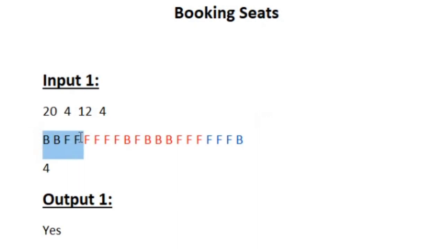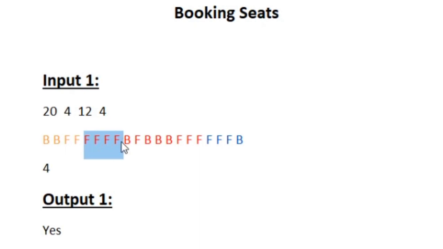The first 4 seats represent the X block, and then the next 12 seats represent Y block, and then the next 4 seats represent Z block. So these are the seats present in the theater. Now it is given that a family of k members, so the value of k is equal to 4. So we have to check whether there are 4 seats which are continuous and present in the same block. So if k continuous seats are present in the same block, then we should print yes as our output, else we should print no.